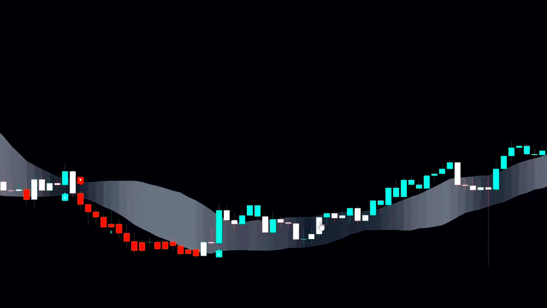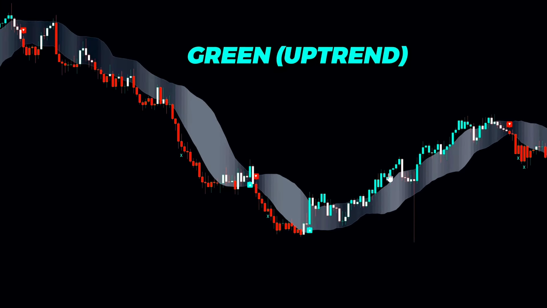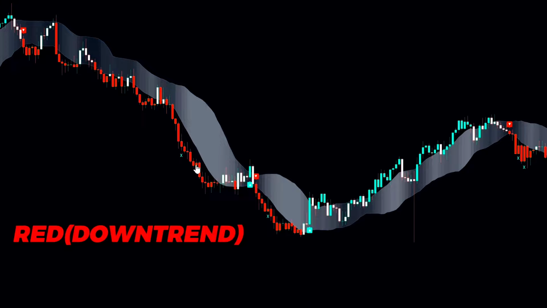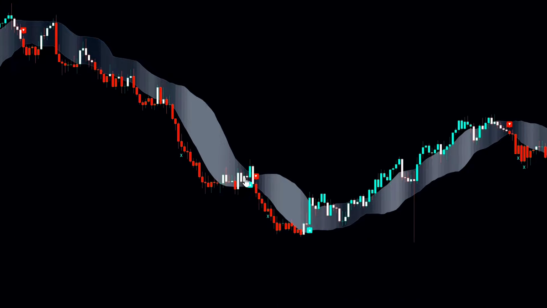Additionally, the bar colors on the chart change according to the market trend. Green bars indicate an upward trend, red bars reflect a downtrend, and white bars represent neutral or consolidating market conditions. These colors make it easier to recognize the market's direction.